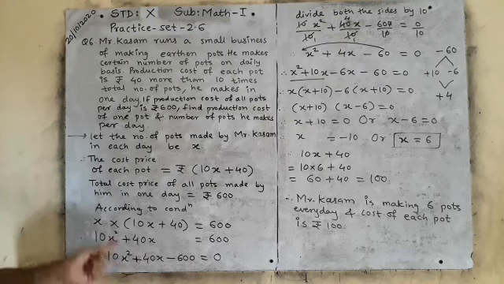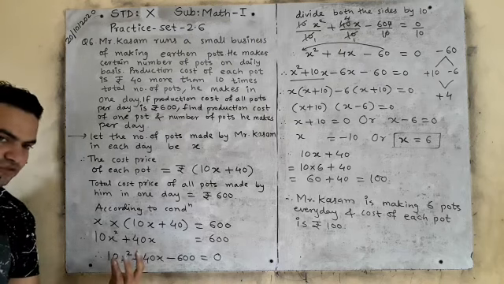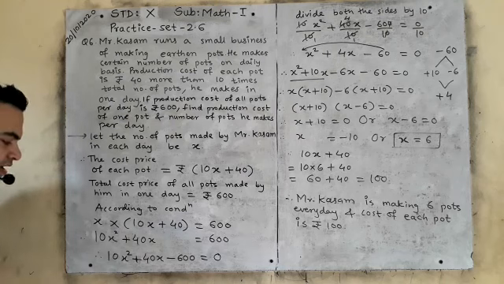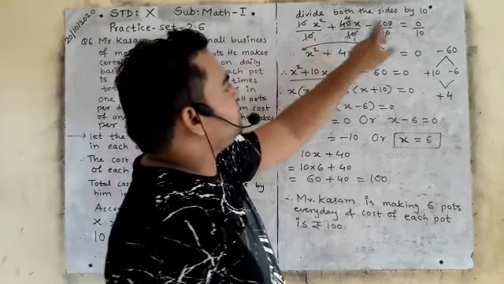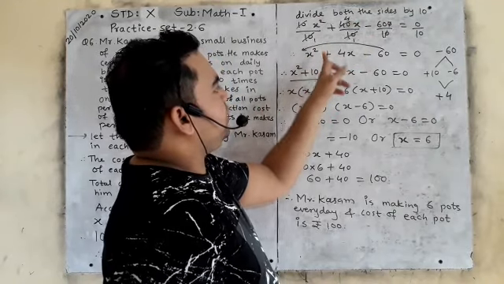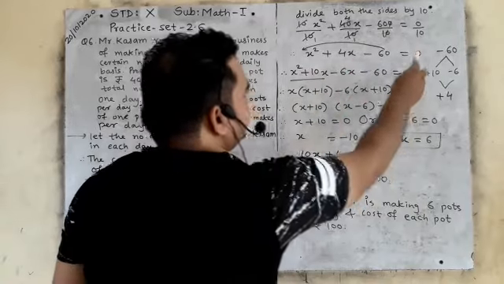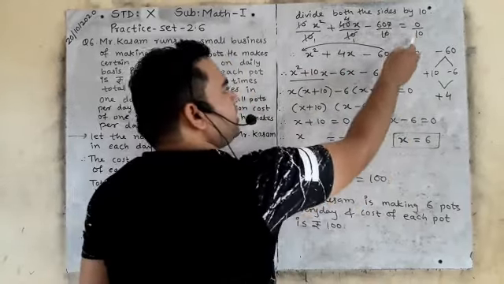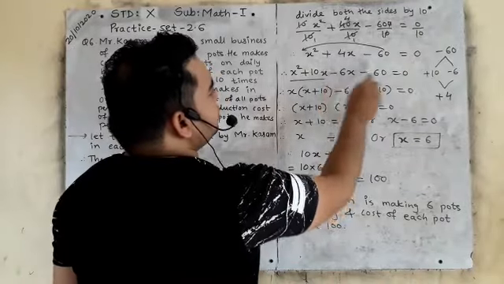But can you see the zeros? It means it will divide by 10, and become smaller. We can simplify it further. How? The zeros will get cancelled. See here, divide both sides by 10. So what is left? X square plus 4X minus 60 is equals to 0. 0 upon 10 is 0. So now this is a quadratic equation.